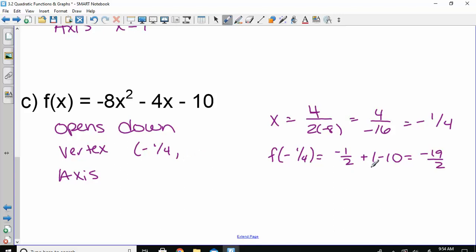Maybe I don't think you added your 1. You guys double check me and plug that in. Negative 1/2 plus 1 minus 10. Yeah. What's the axis then? X equals negative 1/4. Make sure that vertex is always written as an ordered pair and the axis is always written as a vertical line, x equals a number.